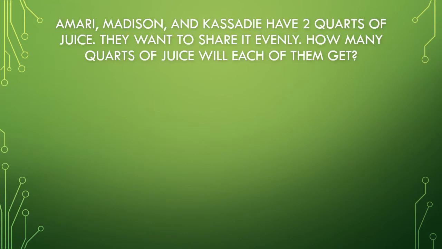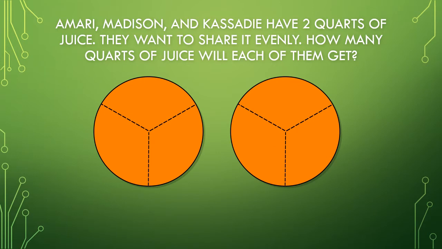Amari, Madison, and Cassidy have 2 quarts of juice. They want to share it evenly. How many quarts of juice will each of them get? What I want to do is create a picture to represent this. 2 quarts, and I have 3 girls. So I have 2 circles to represent each quart and 3 sections to represent each girl.